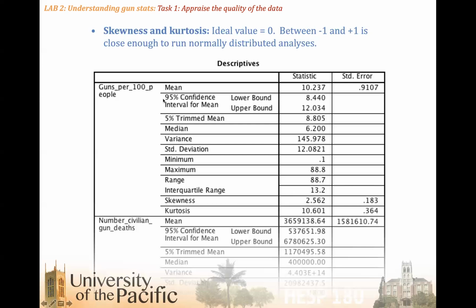But when you look at skewness and kurtosis, that gives you more information. Skewness, 2.6, kurtosis, 10.6. So you want those to be between -1 and +1. Both of those, just have them between -1 and +1. The closer to 0 they get, the better bell curve you're going to have, the better distribution of your data you're going to have.